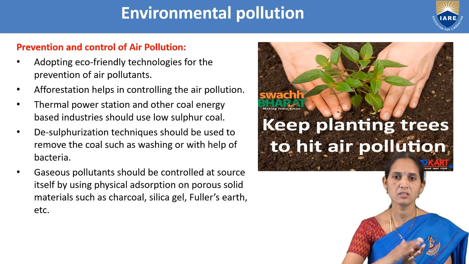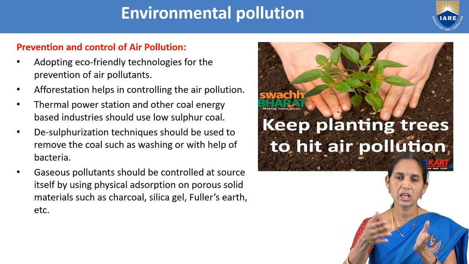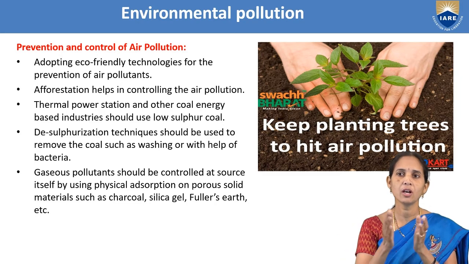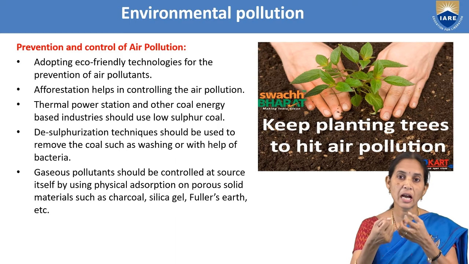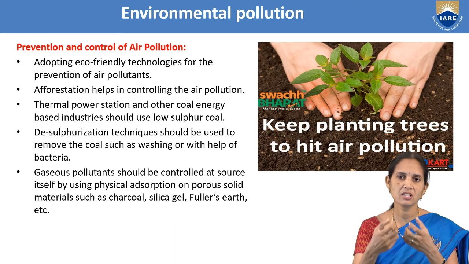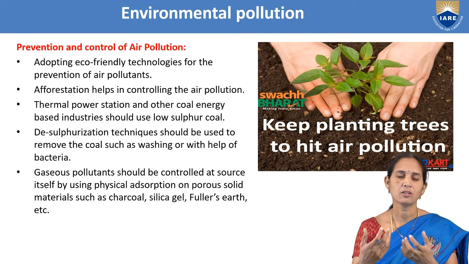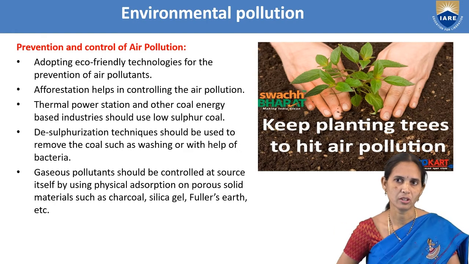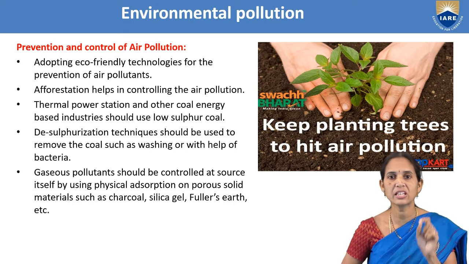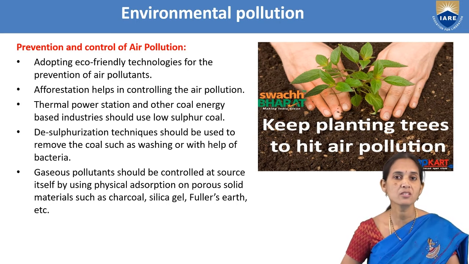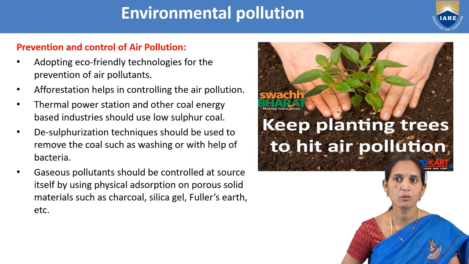See, from the industries the emissions are coming out. So before that, in the industries itself, we have to keep the absorbing materials. We have to arrange the charcoal and the silica gel. Whatever particulate matter is coming out of the industries, the charcoal will absorb it, and the silica gel will absorb it, so that the air cannot be polluted. So gaseous pollutants should be controlled at the source itself, at the industries itself, by using physical absorption on porous solid materials such as charcoal and silica gel.